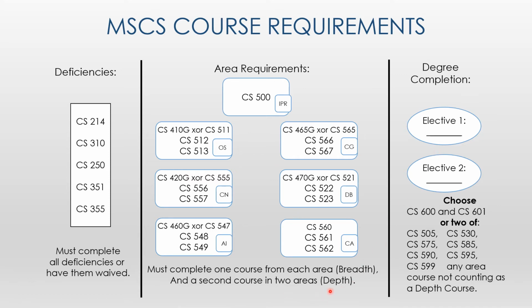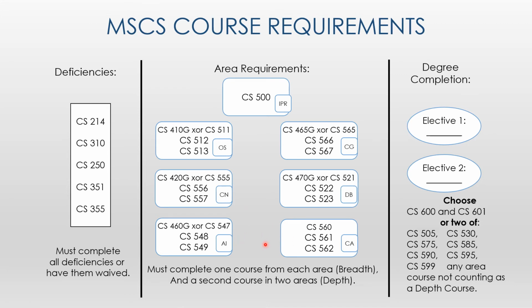You must have a second area depth course to meet this requirement. So if you took this one and you took that one, that's fine. You take 512 and you take 522, that's fine. But it's got to be 2 different boxes where you take a second course. So you have to have 2 of these boxes where you've got 2 courses from it.